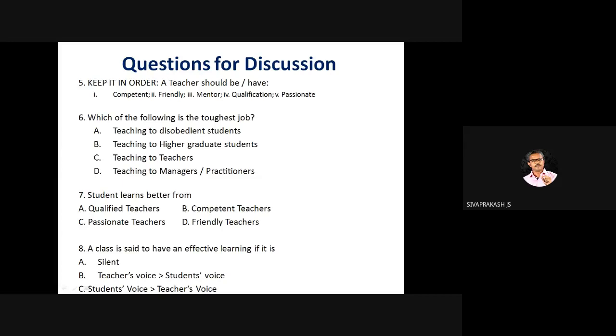Right? Question number 8. A class is said to have effective learning if the student voice is more than the teacher's voice. Thereby, we can find where effective learning goes. The vibes of learning are there in the classroom where the students' voice is more than the teacher's voice with respect to the subject.